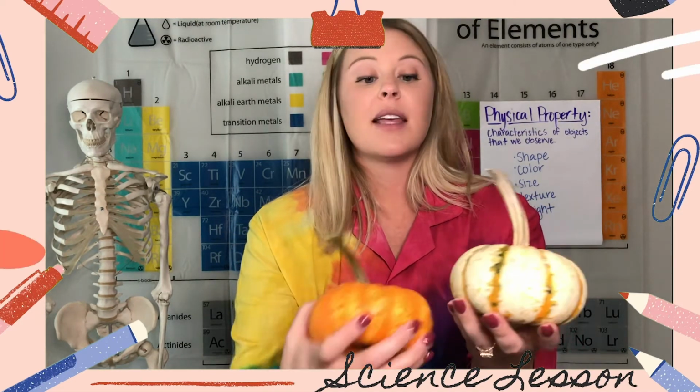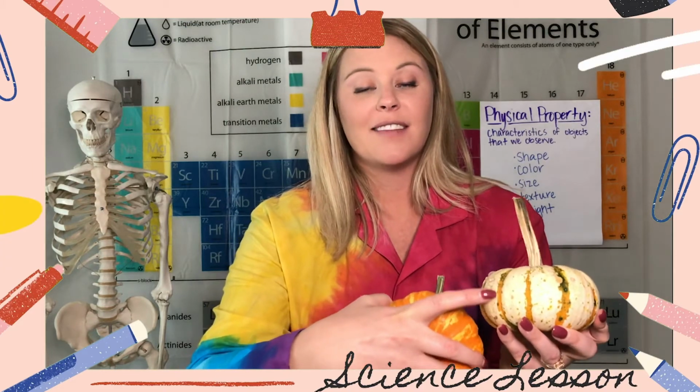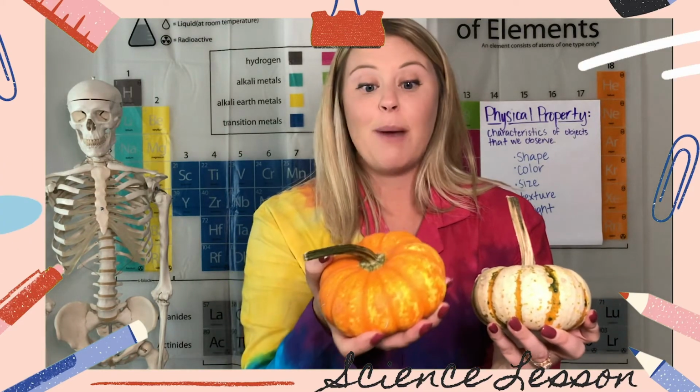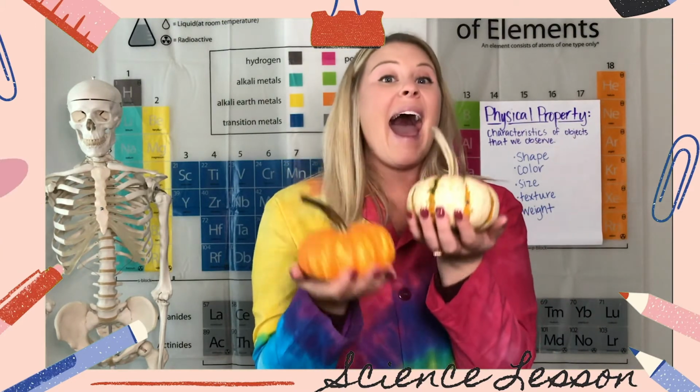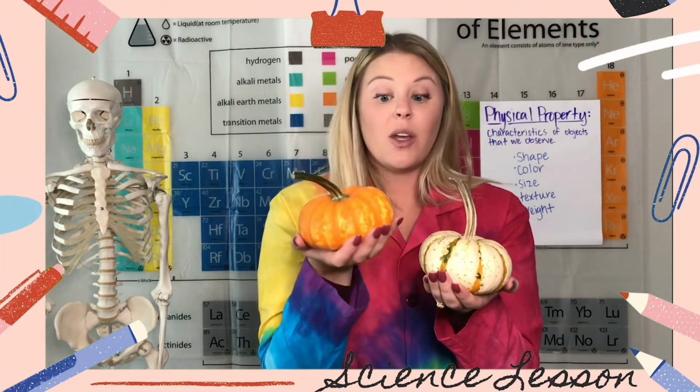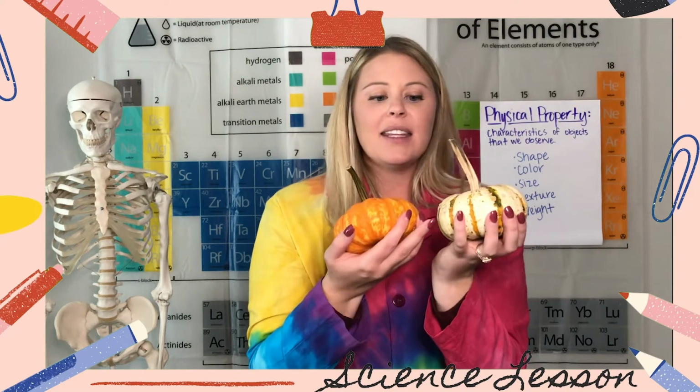Did you notice that this pumpkin does have orange on it? And this pumpkin is orange. So they share the similar property that they both have orange. One is fully orange, and the other one just has tiny little specks.